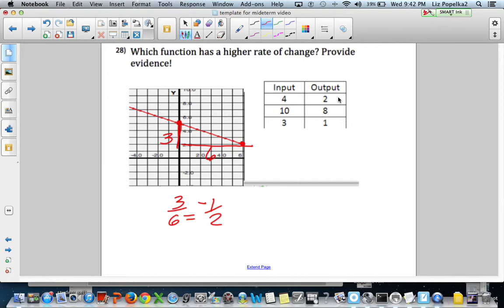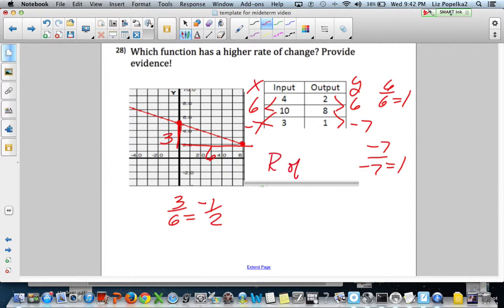Now, let's do the table. So our output, remember, is our y. Our input is our x. So from 2 to 8, it's going up by 6. From 4 to 10, it's going up by 6. From 8 to 1, it's going down by 7. From 10 to 3, it's going down by 7. So 6 over 6 simplifies to 1. Negative 7 over negative 7 also simplifies to 1. So the rate of change for the table is 1.